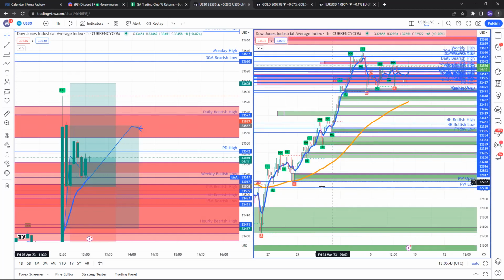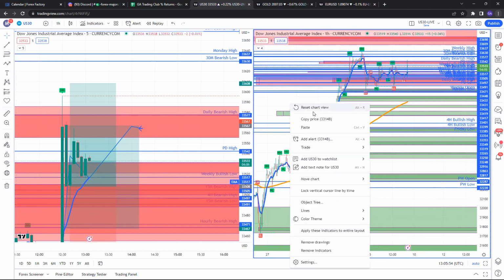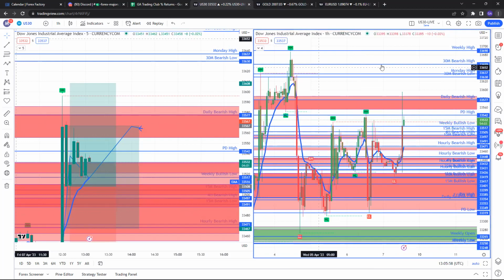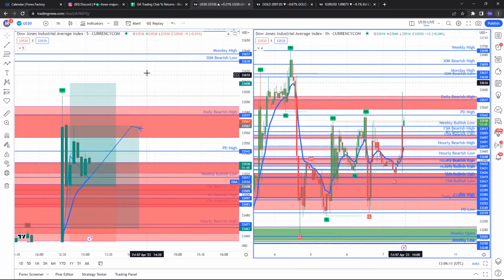Because right now on the hourly, you can see we've just been trending up and up and up. Now we are ranging. We can possibly create a double top on the hourly before reversal to the downside. So the double top would ideally be around the current weekly high. And up there we can see we have a 30-minute bearish high, 30-minute bearish low. We have Monday high, and we have the current weekly high. So US 30, if it breaks this daily bearish high, that's where we are likely to head before any reversal.